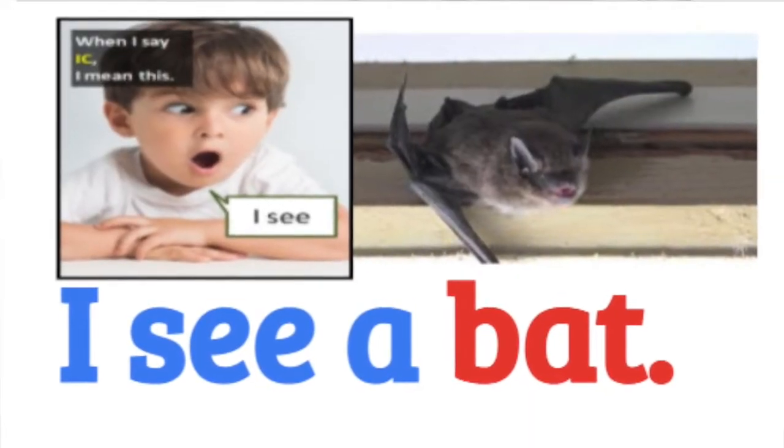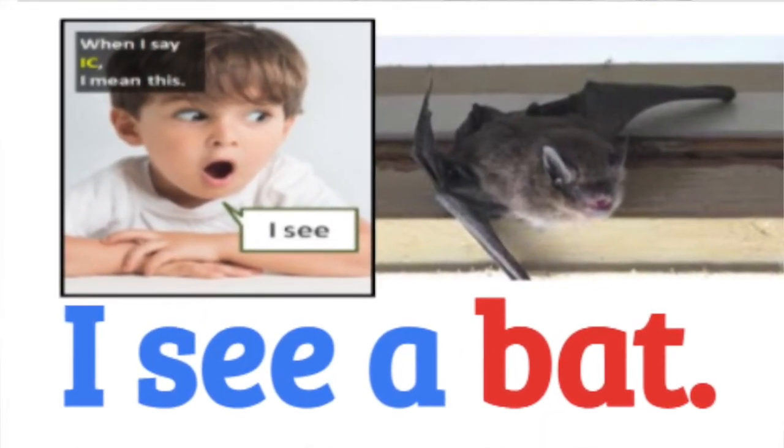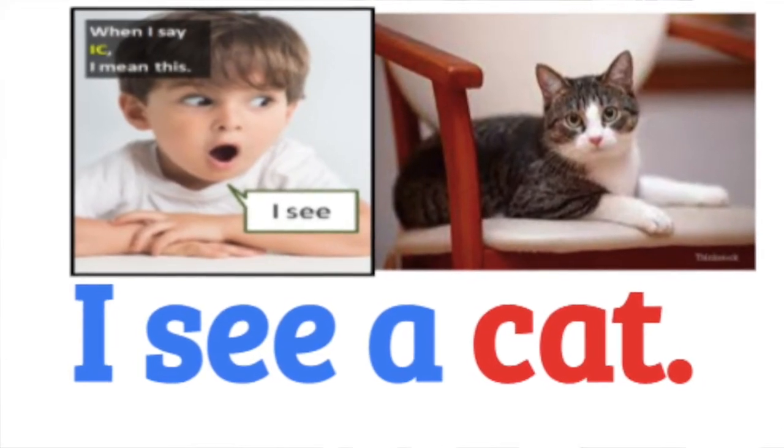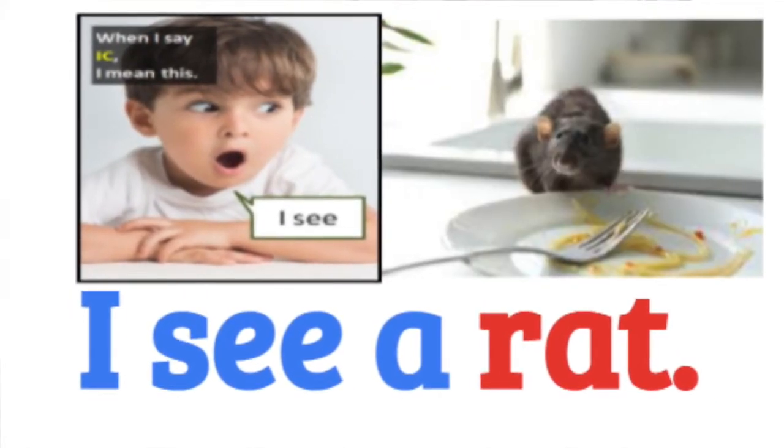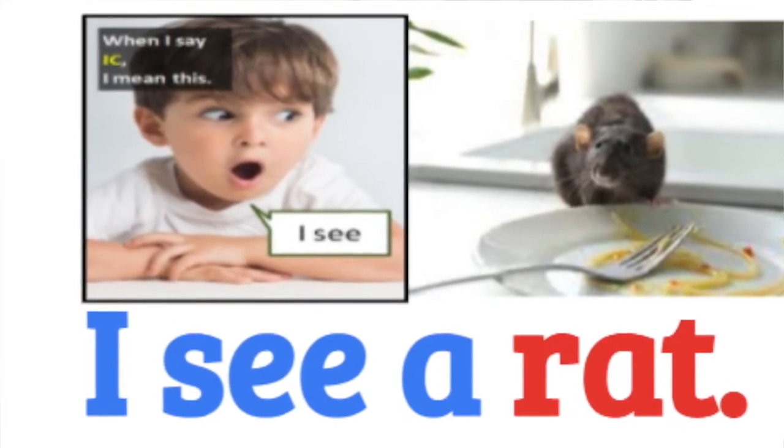Wow, wonderful! Now repeat after teacher. Bat, cat, rat. Wonderful! Now let's read the following sentences. I see a bat. I see a cat. I see a rat. Now it's your turn.